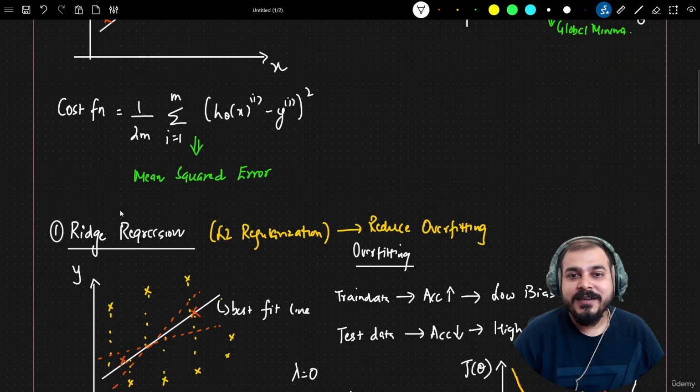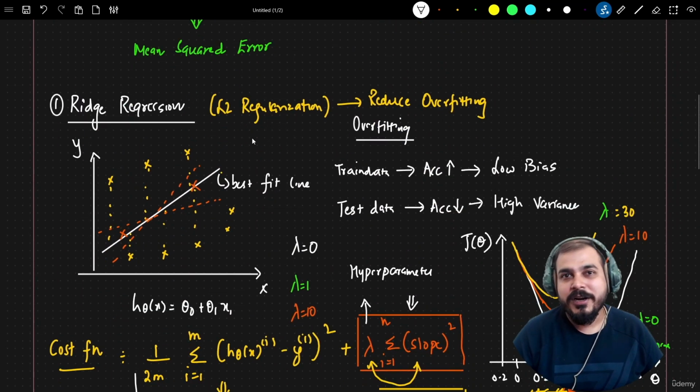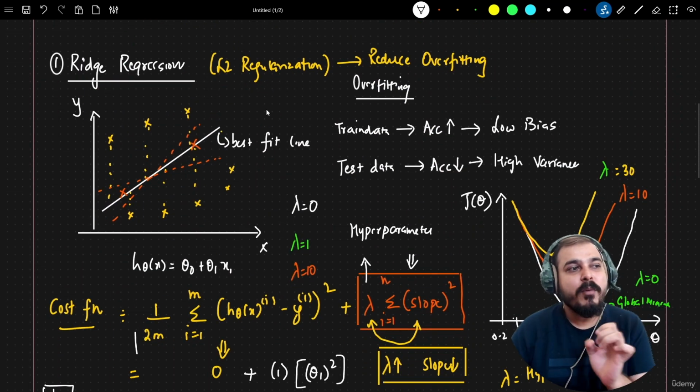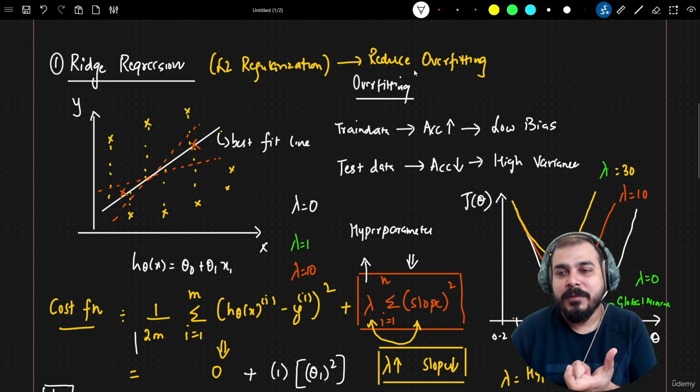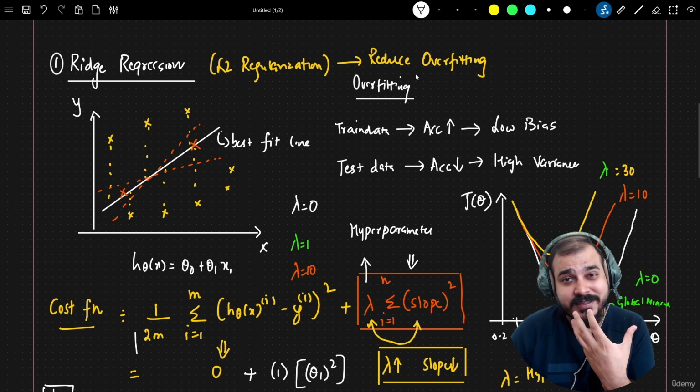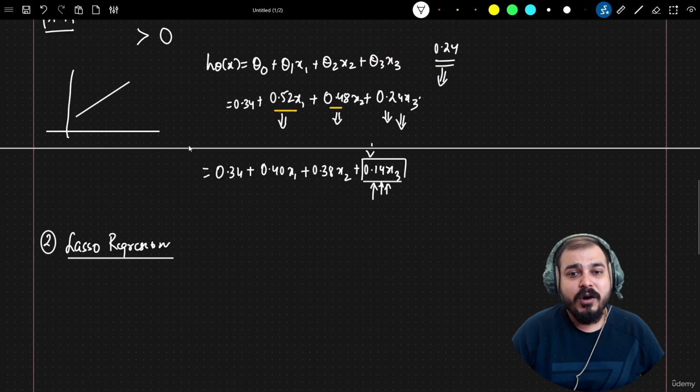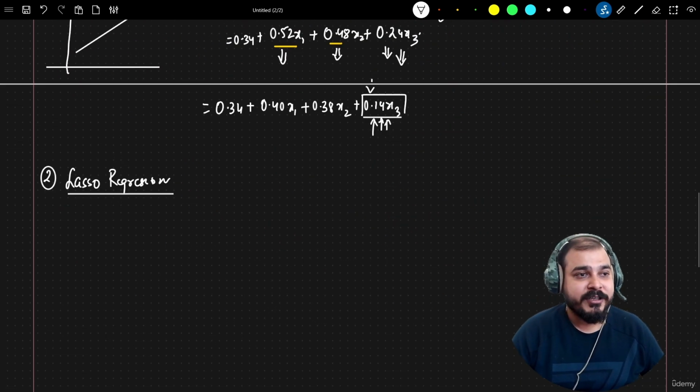We have already understood about ridge regression, which is also called L2 regularization. A super important interview question may come: why do you use ridge regression? You basically have to say it is used to reduce overfitting. Now, in this video, we are going to discuss lasso regression.